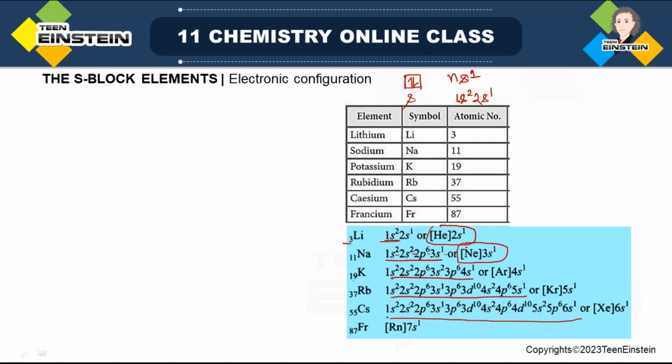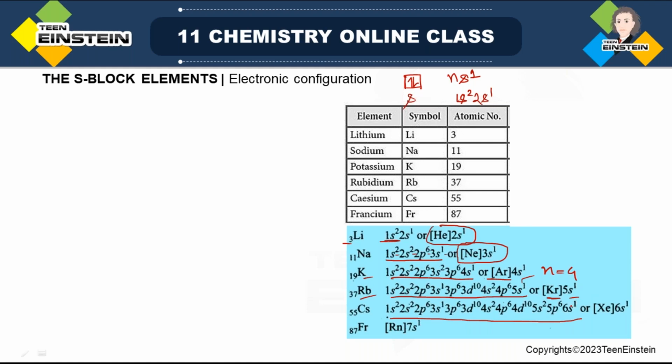Now for lithium, you may think why it is required, but as you move down, it will be very complex. So rather than writing this whole thing, better you write with the last noble gas. Fine. So for potassium, the last noble gas has atomic number 18, which is argon. So argon we have written within third bracket and then NS1. In this case, N value is 4 because it is the fourth period. Then for rubidium, the last noble gas is 36, that is krypton, and 5s1, that means it is NS1.